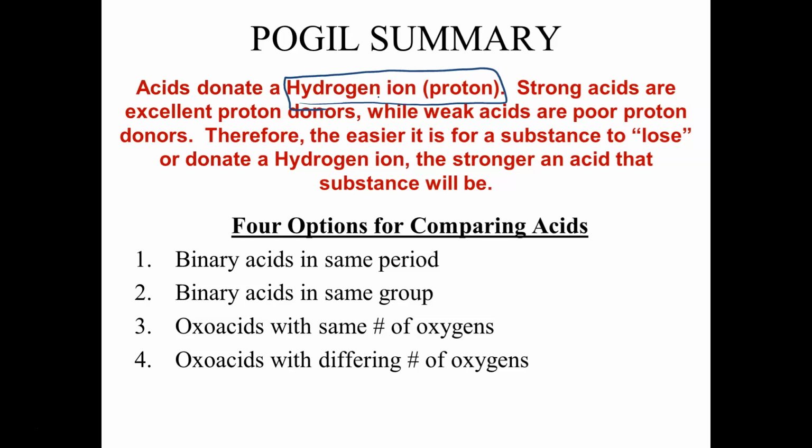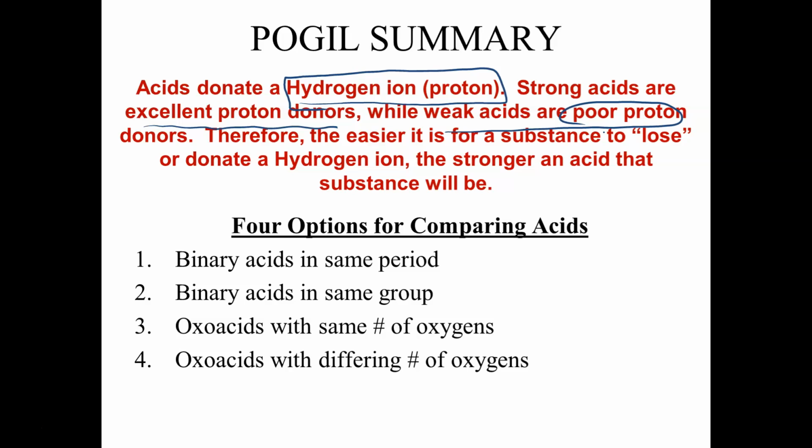So strong acids are excellent proton donors. Weak acids are poor proton donors. So all you want to do here is ask yourself, is it easy or hard for my acid to donate a hydrogen? The easier it is to donate a hydrogen, the stronger it's going to be. The harder it is to donate a hydrogen, the weaker it's going to be.